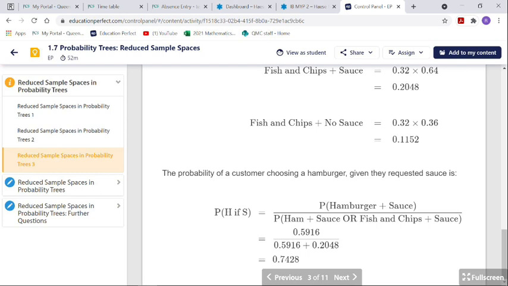So a hamburger if sauce is the probability of a hamburger with sauce, right? That's our big category we're looking for. Divided out by the probability of hamburger plus sauce or fish and chips and sauce. So all I want is hamburger and sauce. Divide out anything else with sauce. Right? Okay? And that's how I get the bottom one.